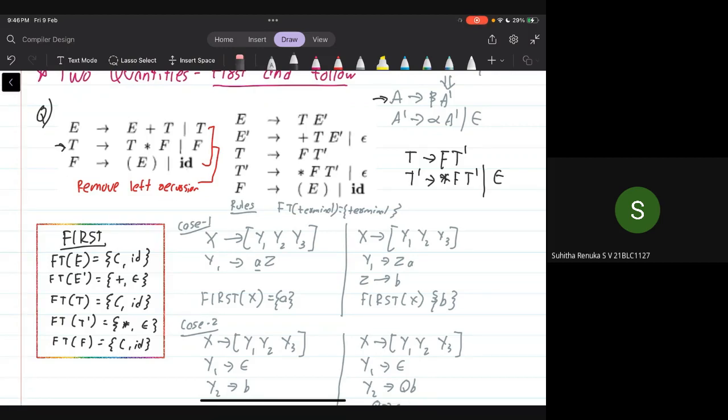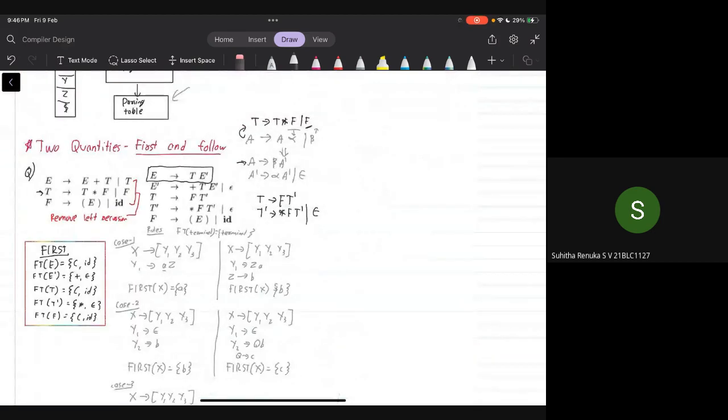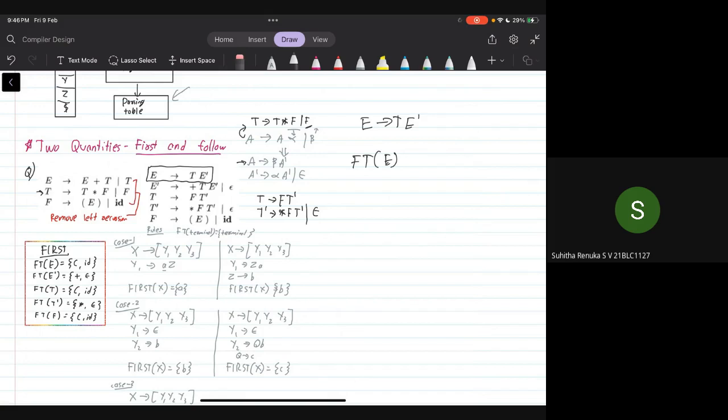Let's start with the first one, which is E goes to T E dash. I'll just do it on the side. First of E. And what does first of E mean? It means that you have to find the terminal symbols, the characters, which can be produced from E. So how will you do that? Now see, when you start with E, E goes to T, so you have to now check for T.